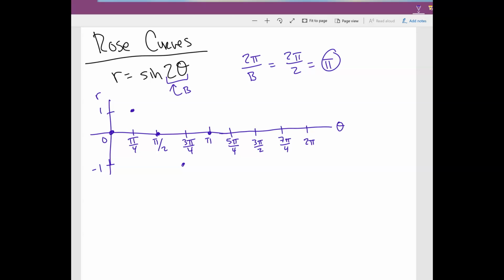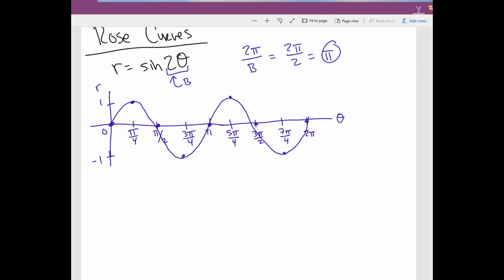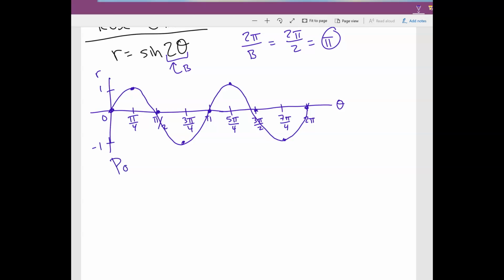So then you can kind of see that the sine curve is going to continue. And the reason why I'm doing this is because you'll see why. Okay. So now let's draw the rose curve, the polar curve.